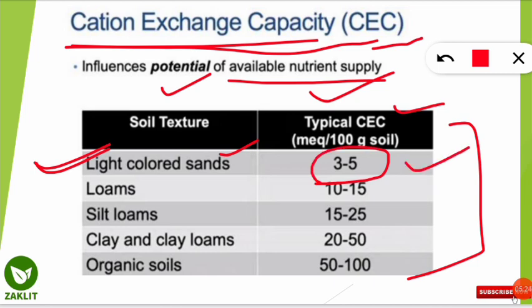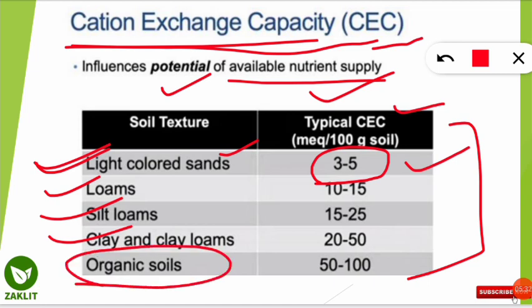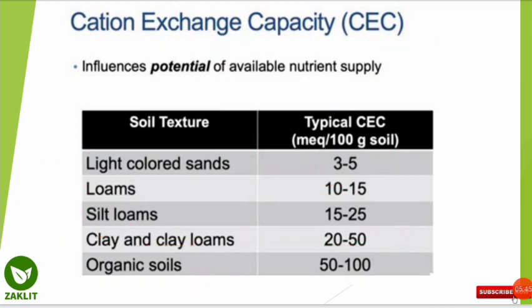As the clay concentration increases in the soil texture, from loams to silt loam, clay and clay loams, to the organic soils which have more clay and more cations, the typical CEC increases from 3 to 5 up to 50 to 100. So you should note it down. I'm not going to tell all of this because it will be very boring.